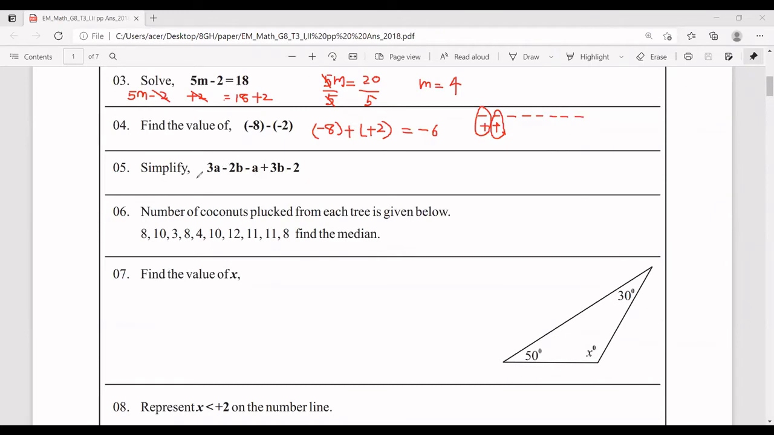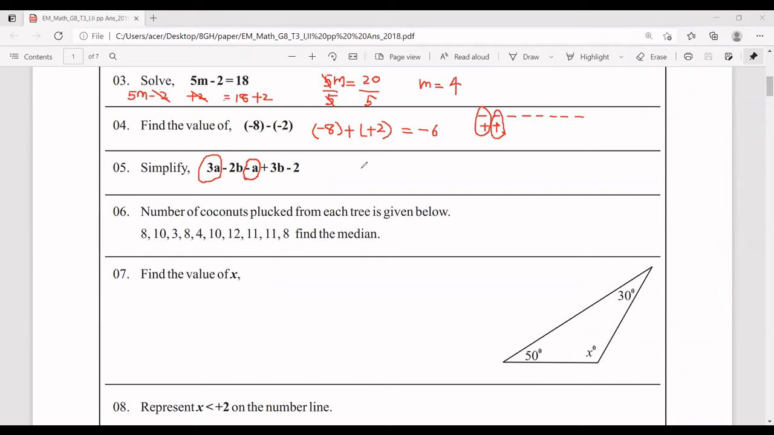Simplify. Fifth one. Simplify. 3a minus 2b minus a plus 3b minus 2. In this type of question, when you simplify, you have to select what are the like terms. Like terms means the terms having the same algebraic symbol are like terms. Then 3a and this minus a are like terms.